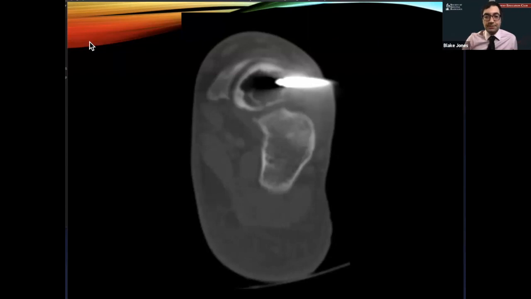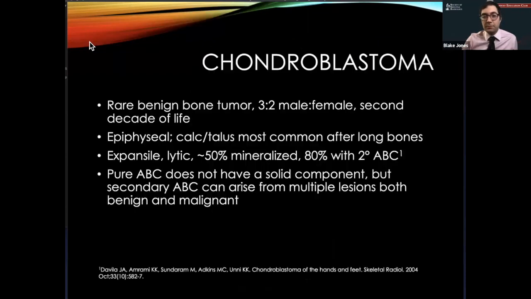So this was biopsied and turned out to be a chondroblastoma. A couple of important things here. What I was mostly showing in the images was a small solid enhancing component associated with that lesion. Many of you correctly identified the fluid levels in the lesion, which makes you think of ABC. But ABC itself should not have any solid component.